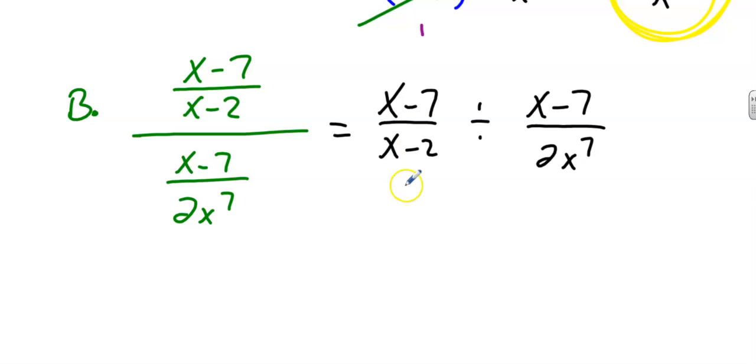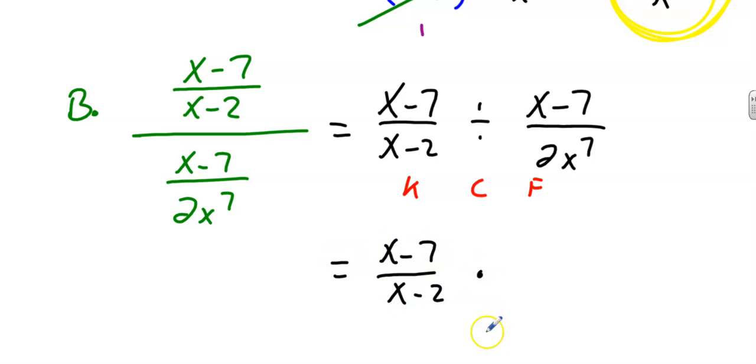Right, and then we'll keep, change, flip. Times 2x to the 7th over x minus 7. Okay, and again, the only small thing I would say on this one is anywhere that you have x pluses and x minuses, you might want to put some parentheses around them, just to be on the safe side.